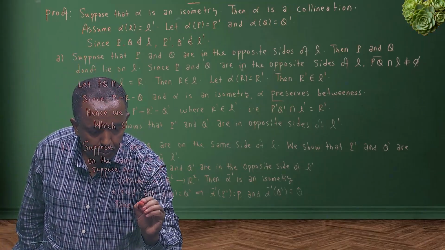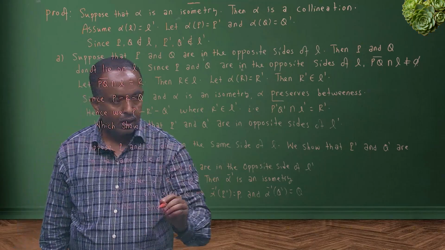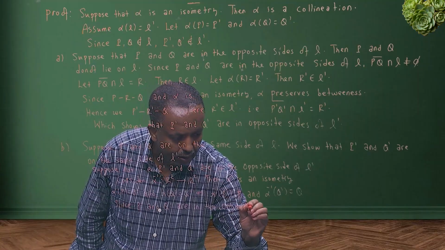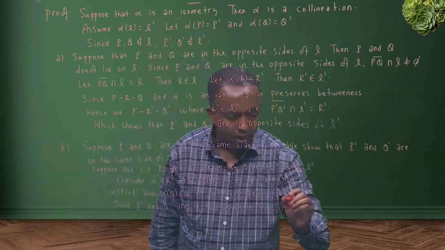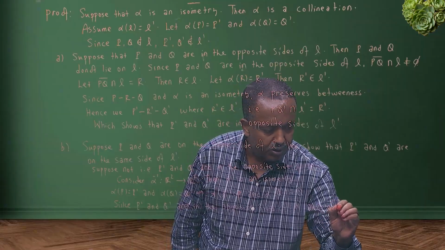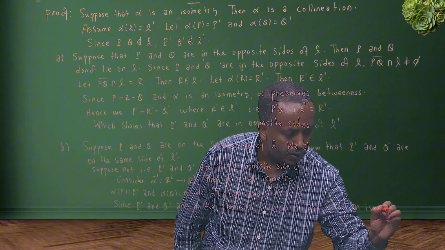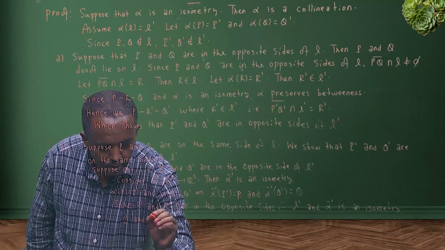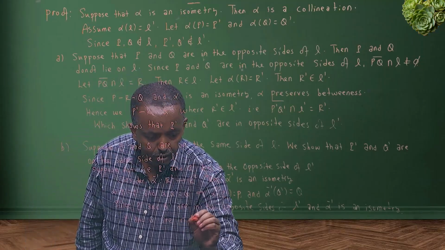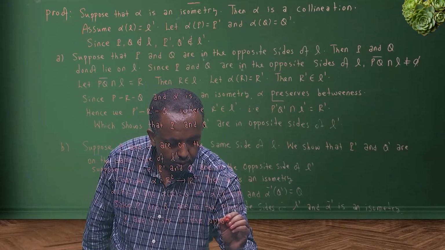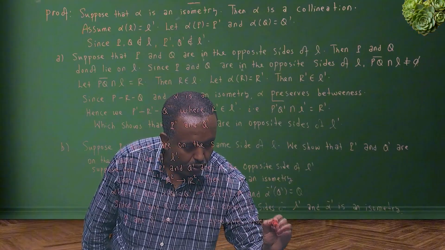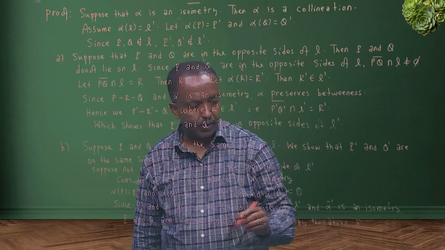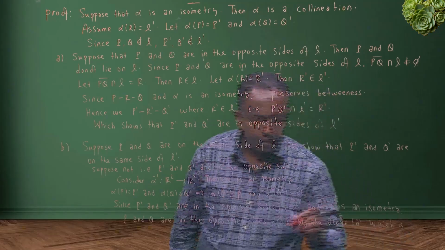Since P prime and Q prime are in the opposite sides of L prime, and alpha inverse is an isometry, their images, that is P and Q, are in the opposite sides of L by the above A, which is a contradiction.